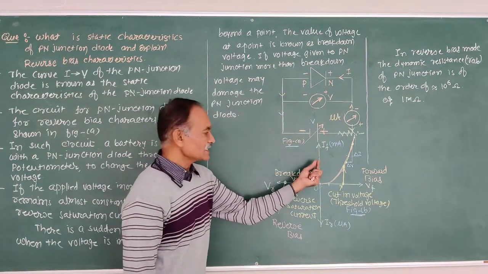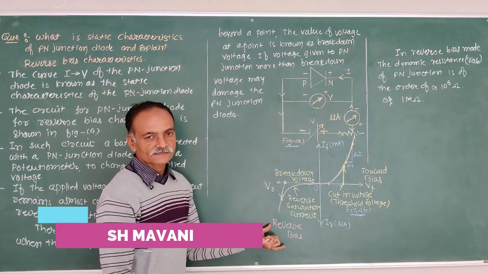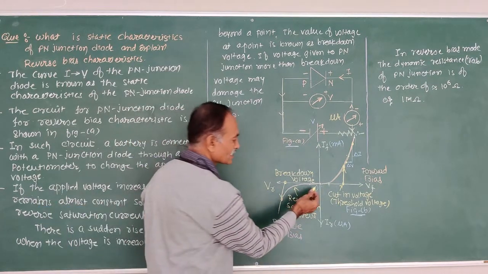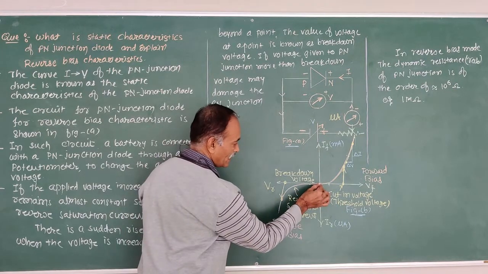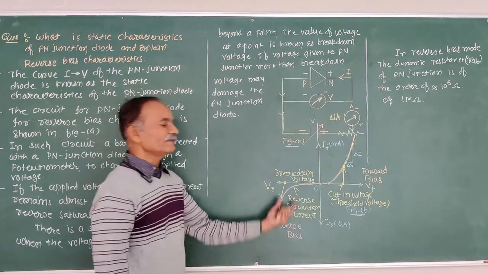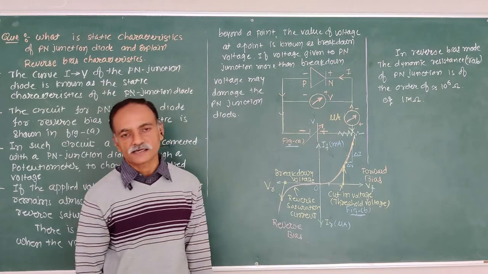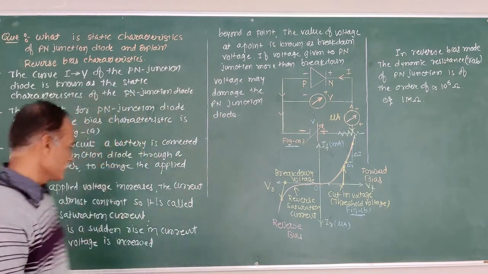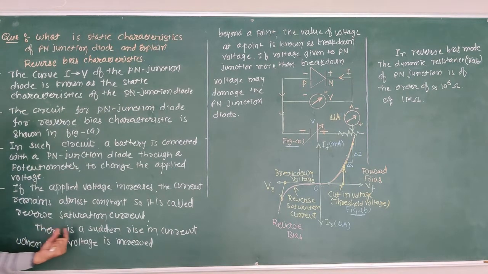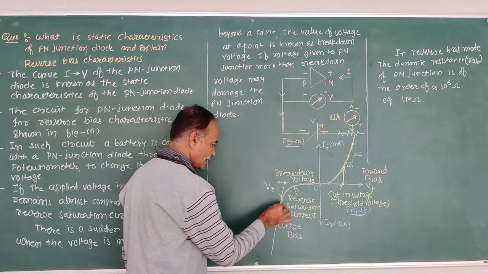In the relation between I and V, the third quadrant represents the reverse bias. As we increase the voltage, what happens? Up to this voltage, the increase in current is very small, almost constant. Therefore, this current is known as the reverse saturation current. There is a sudden rise in the current when the voltage is increased beyond a point. If the voltage is increased beyond this point, a rapid increase takes place in the current.